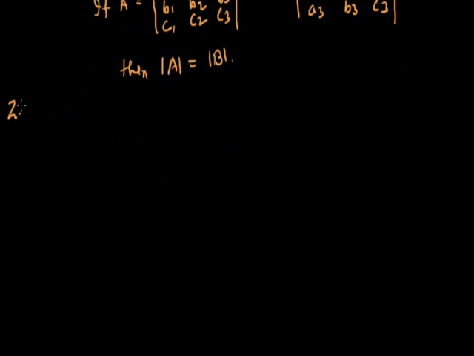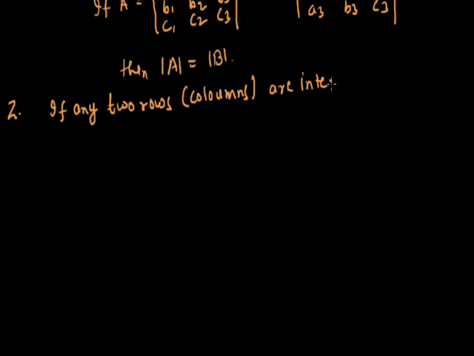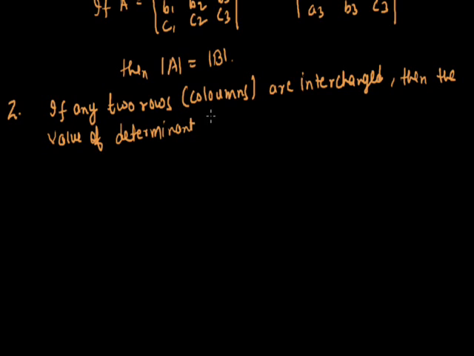Now second property: if any two rows (or columns) are interchanged, then the value of the determinant changes by a minus sign.